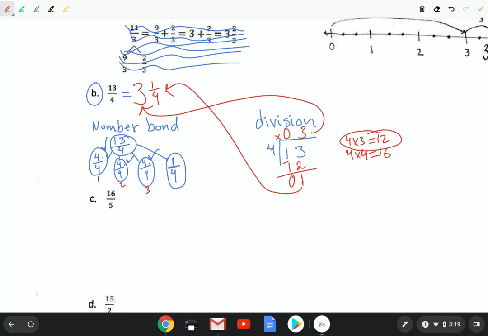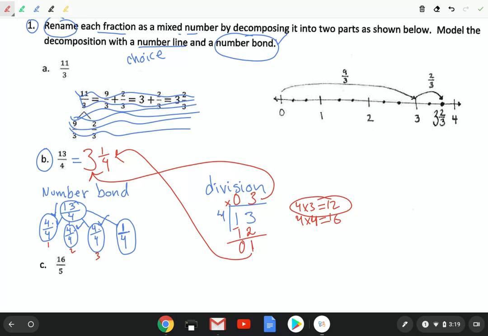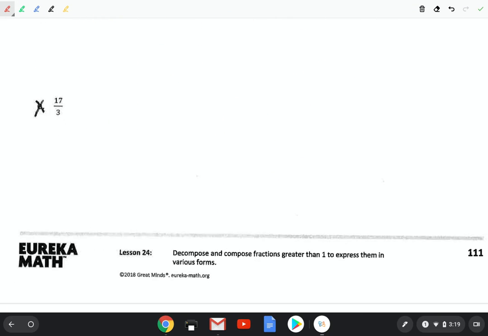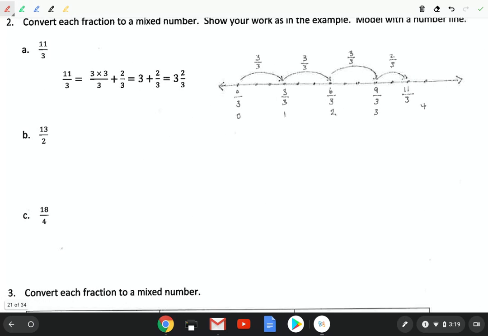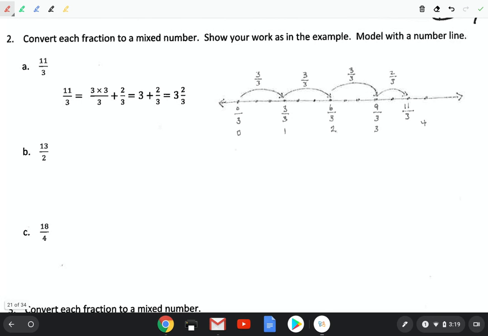That's what I want you to use for this lesson: the number bond and division to rewrite fractions as mixed numbers. All right, so let me go to number 2. It's the same thing: convert each fraction to a mixed number, and show your work as in the example. We already talked about it. You don't have to use the number line. That's a choice.